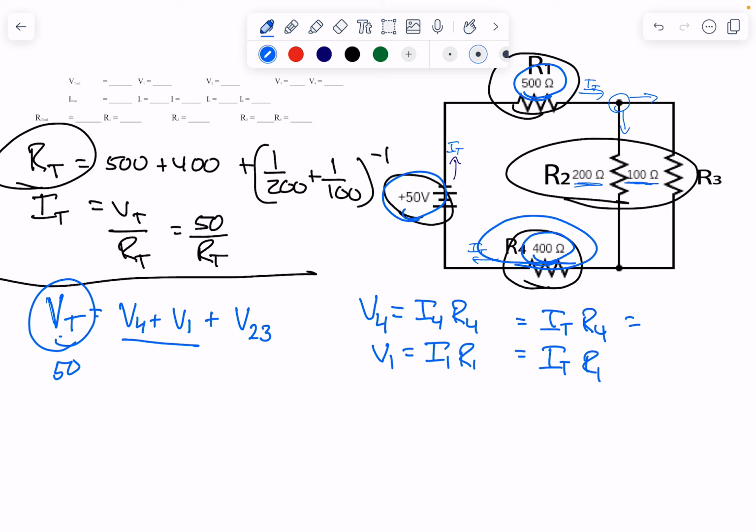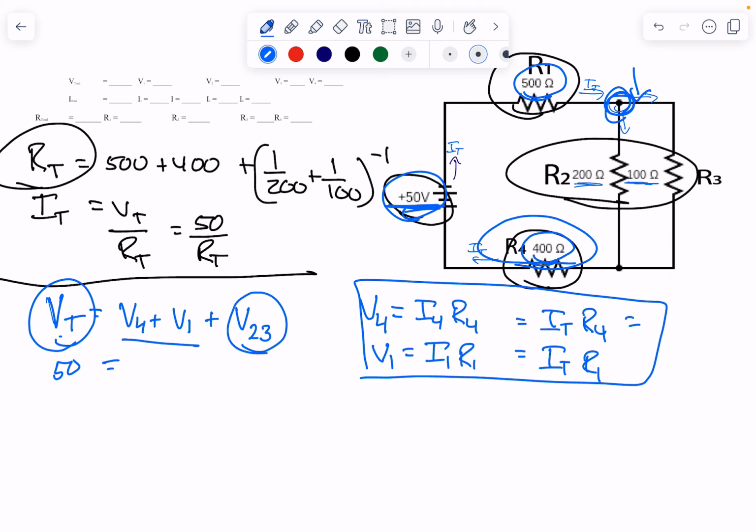And then you want to figure out what the voltage is going through here. Now, the voltage is additive. It has to add up to 50, right? So if you know that 50 equals V4 and V1, which you found here, then you can find V23. But V23 is basically equal to V2 equals V3.